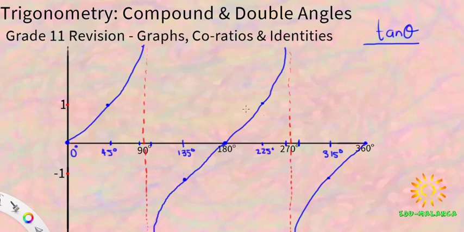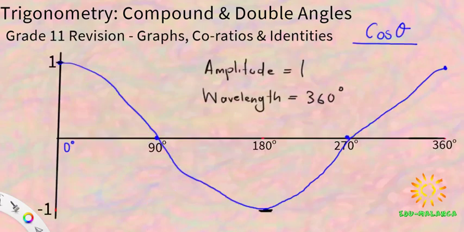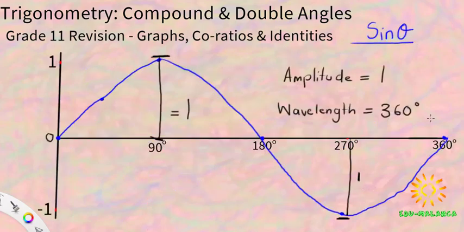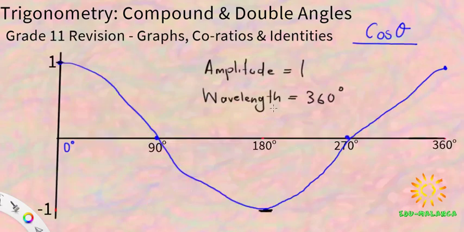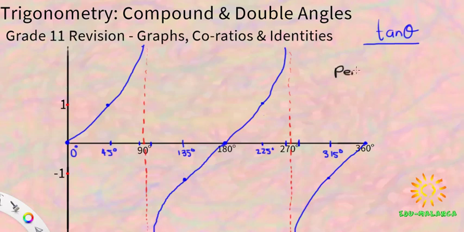This graph is different from the other graphs. These ones were a wave that moves like this and keeps on moving. With the tan graph, you go here and you have an asymptote, and then you start and you go again. Because it's not a wave, we're not going to have a wavelength. We're going to call this a period. And this is when the graph repeats itself.